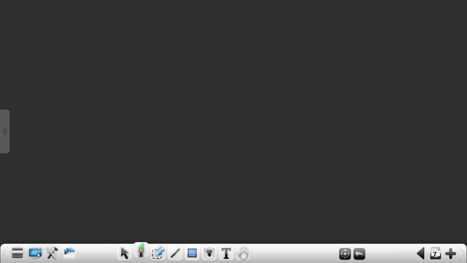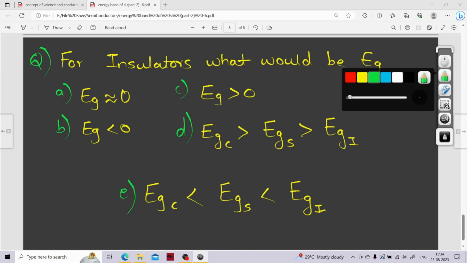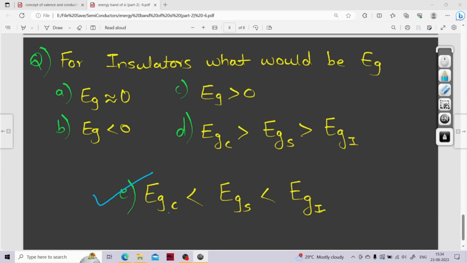important. If you remember, just 2-3 sessions back, I asked you this question: for insulators, what would be the Eg? Now it's your time to answer, and I believe you can easily answer this question. I believe you have thought of the answer, and the correct answer is option E: the forbidden energy gap of an insulator is greater than that of semiconductors, and it is greater than that of conductors.